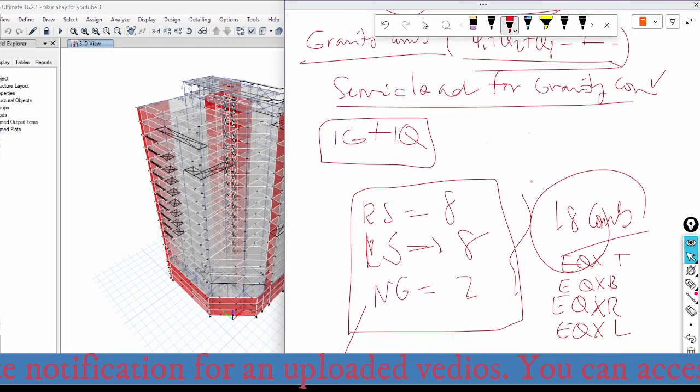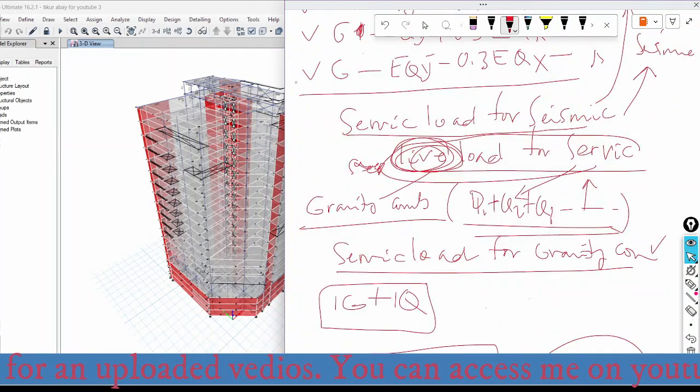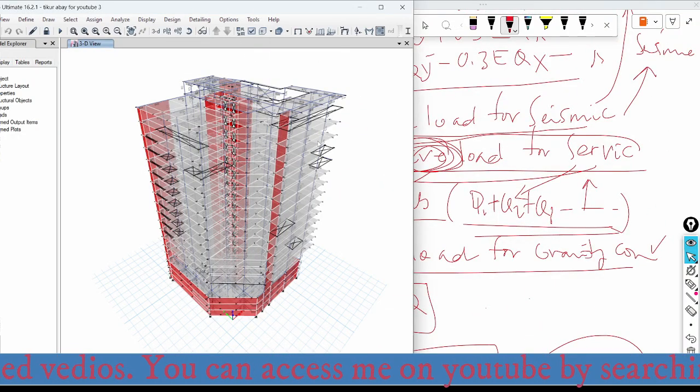Okay. So I think this is all about the clarification of the load combinations of this G plus 10 story building as per the Ethiopian building code of standard as well as the European building code of standard.